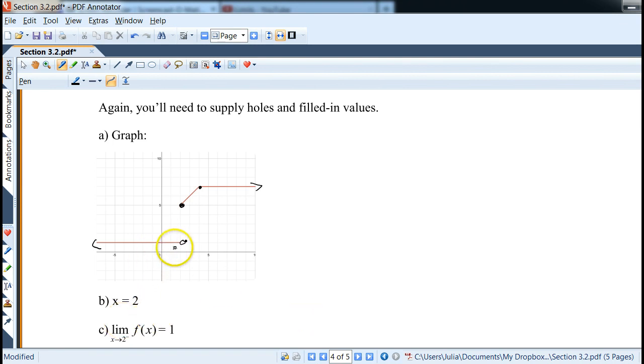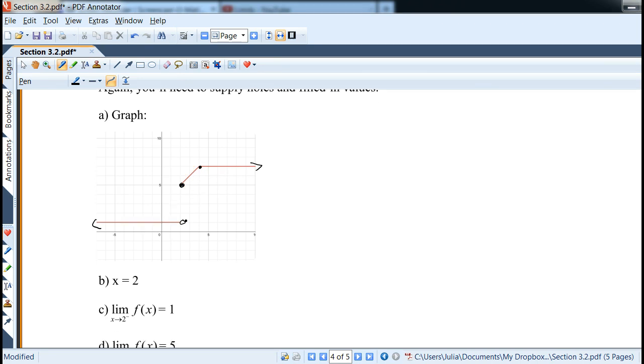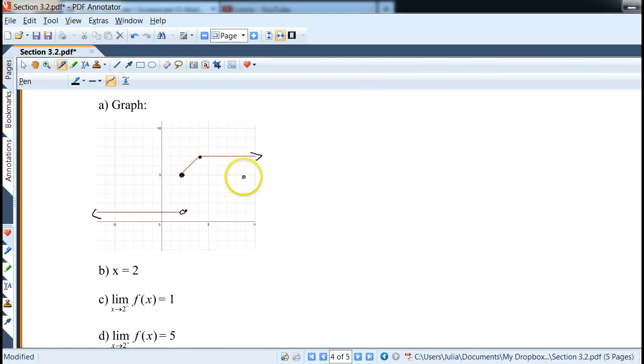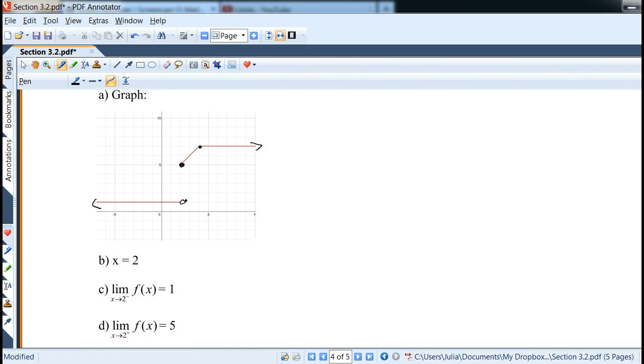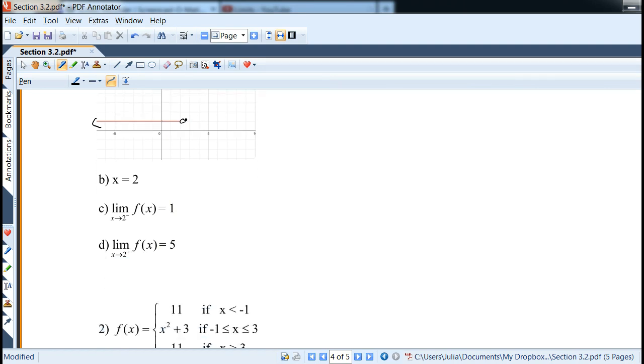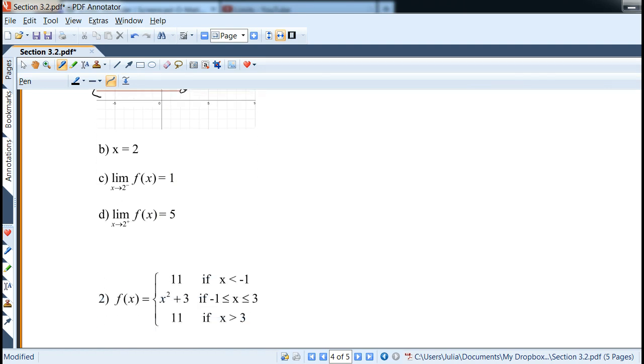So the limit from the left is 1, but the limit from the right, you can either try to tell by the y value, it looks like 5, or you can plug it back into the equation x plus 3. If you plug in 2 into the x plus 3, you will get 5. So you need to plug it in into both the left and the right side. The limits do not match, so it was not continuous.